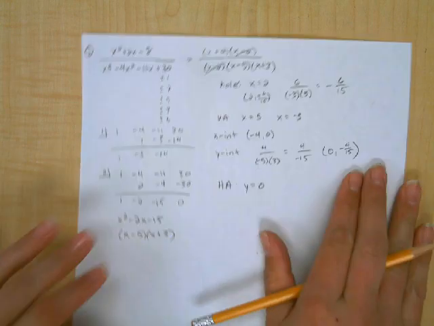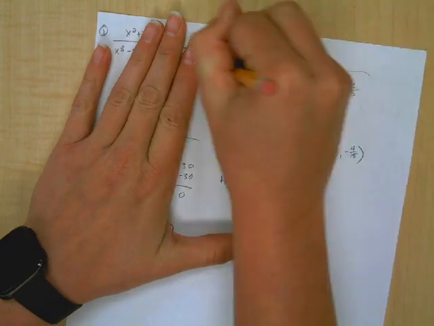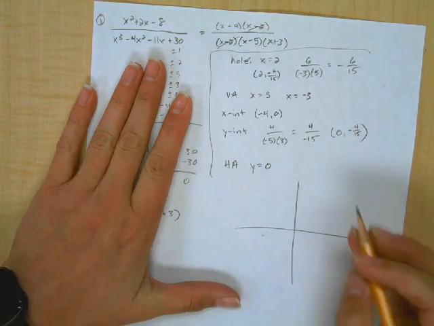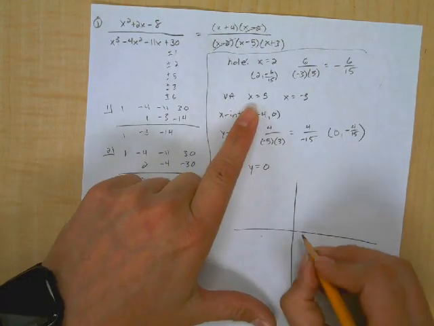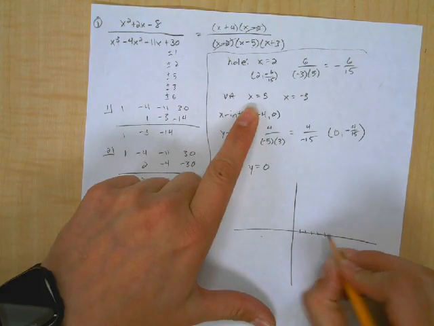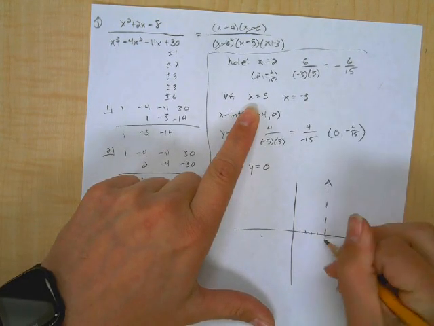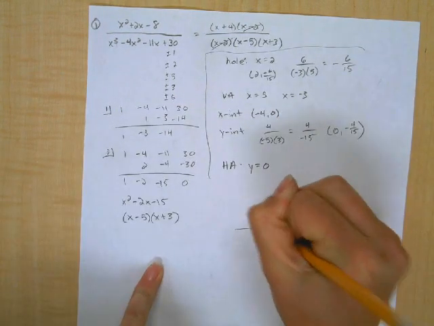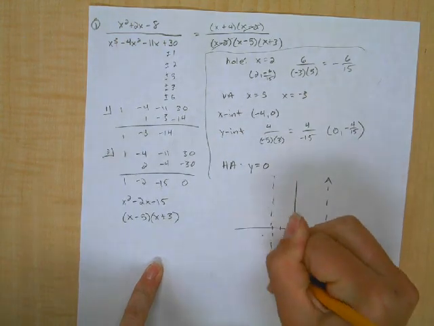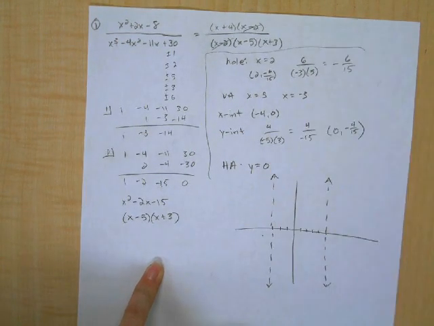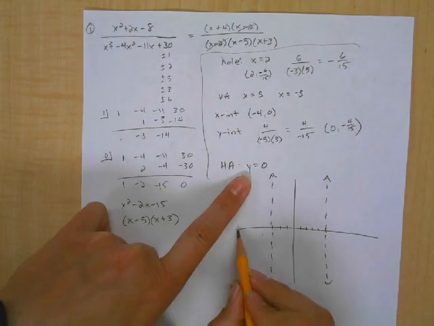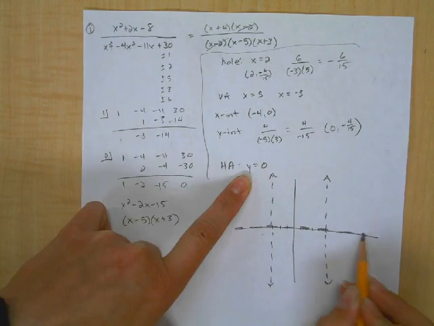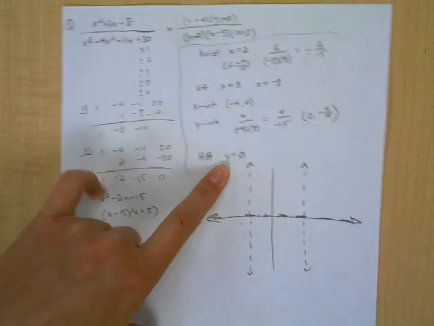All right, so then if I want to graph this thing, you take all this information and you throw it on a graph. So here's my graph. I've got a vertical asymptote at 5. Draw vertical asymptote, dotted line. Got one at negative 3. Vertical asymptote. Okay, horizontal asymptote on the axis. If you have to do that, please make sure that I can tell where your horizontal asymptote is.